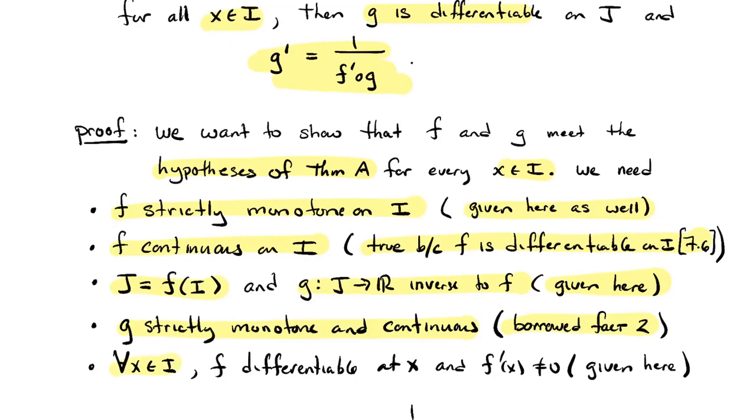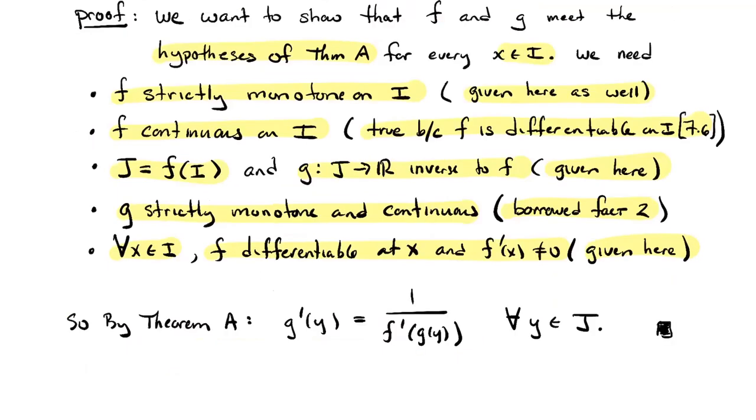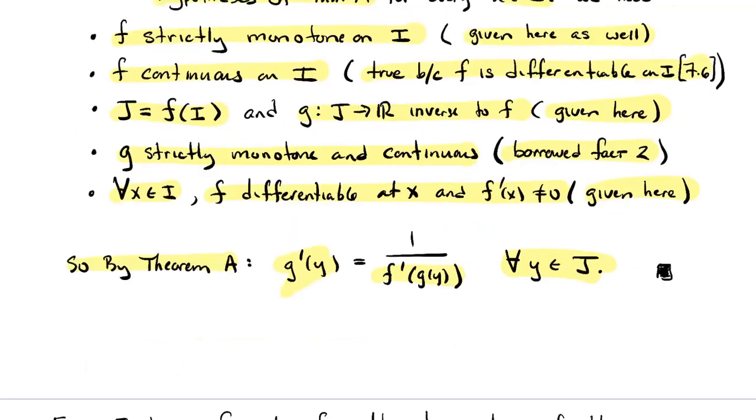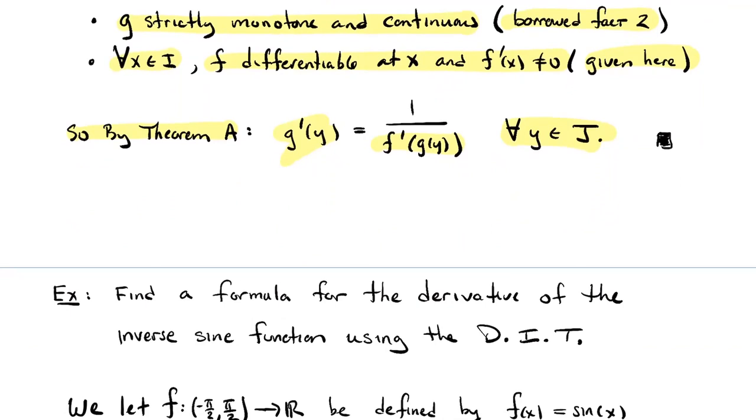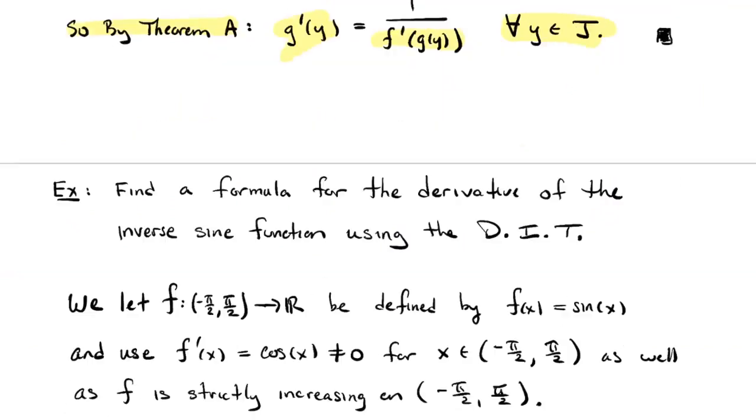And then we have to show that for every x, f is differentiable at x and its derivative isn't 0. That's one of the hypotheses of theorem A, and we're assuming it here. So all the hypotheses of theorem A hold, so the conclusion holds. For every y, the derivative of g at y is 1 over f prime of x, and x is just g of y. That's the more general statement. The work was done in theorem A. This just says that if it's true for every point, then you get a theorem about the whole function.